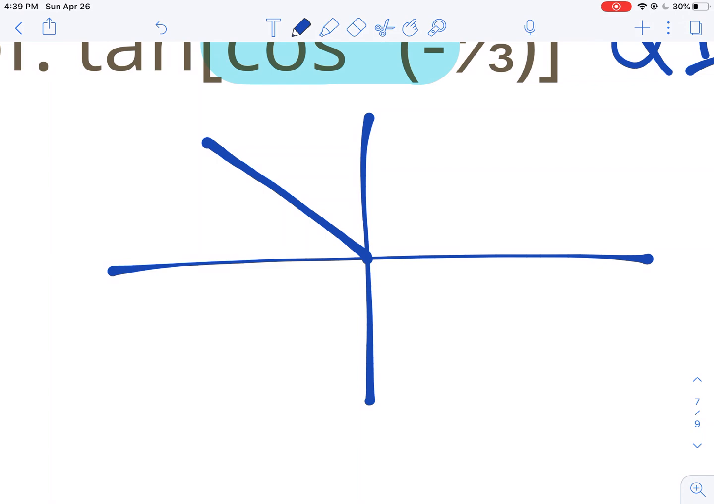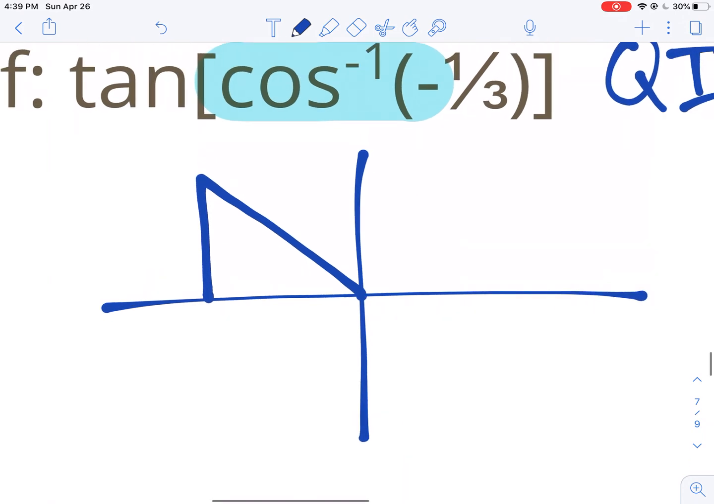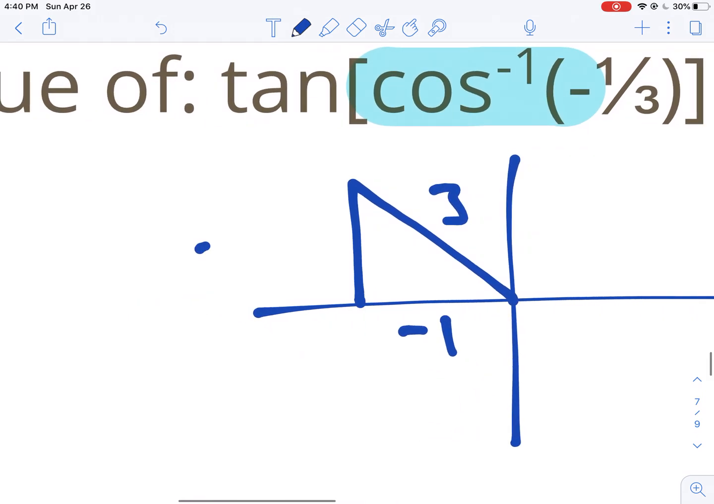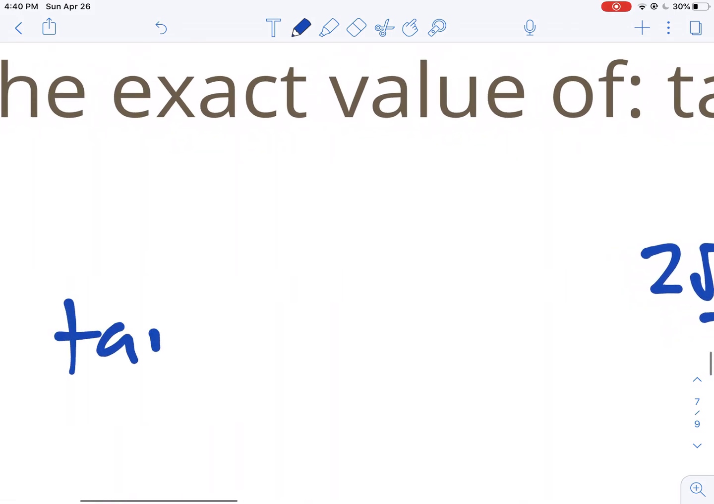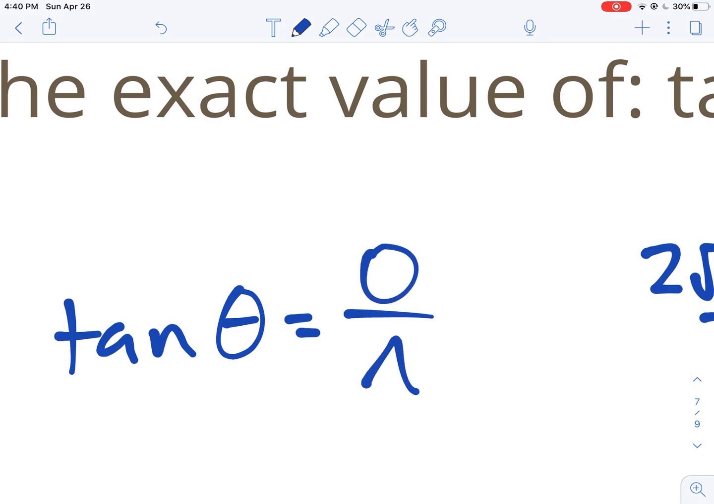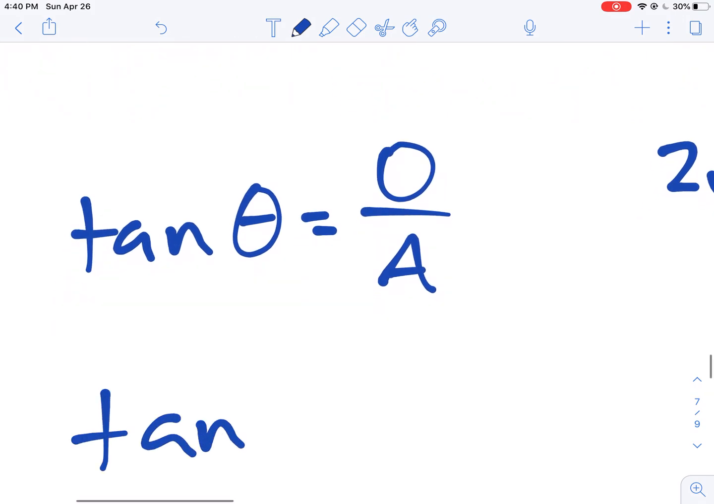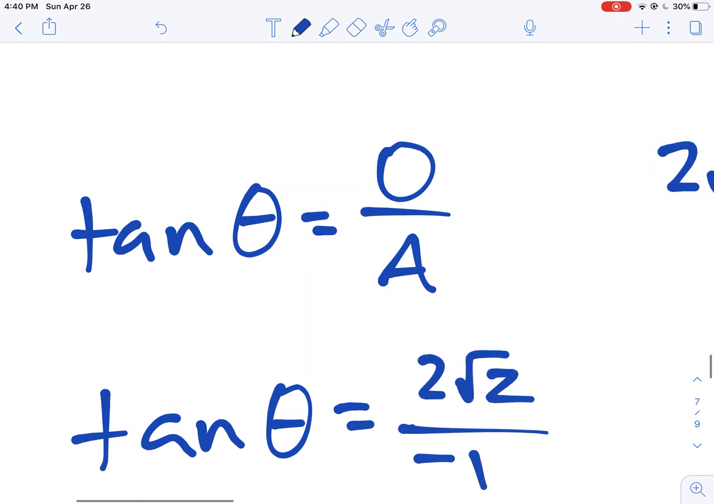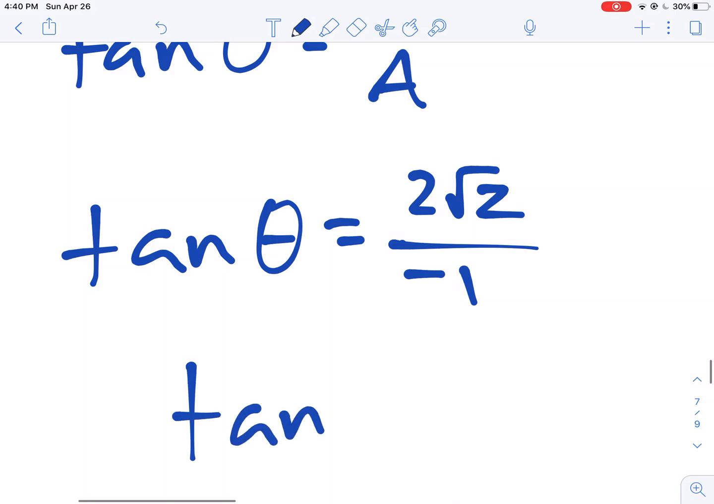So I have this theta which arises and goes this way. My adjacent side is -1, my hypotenuse is 3. We've already solved for what that missing leg would be, so I have 2 times the square root of 2 for my opposite side. I want to know what my tangent is. We already know that tangent of theta is going to be equal to your opposite over your adjacent. So we know that our tangent of theta in this case is going to be 2 times the square root of 2 over -1, which we can just simplify to -2 times the square root of 2.